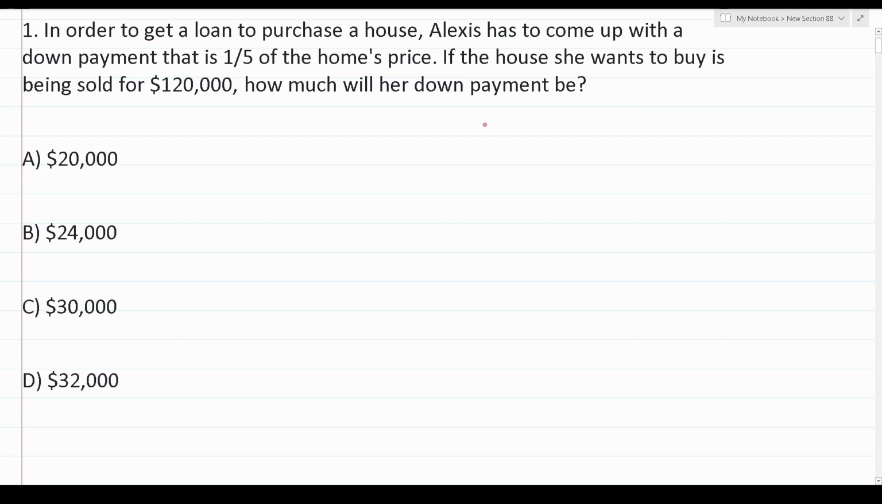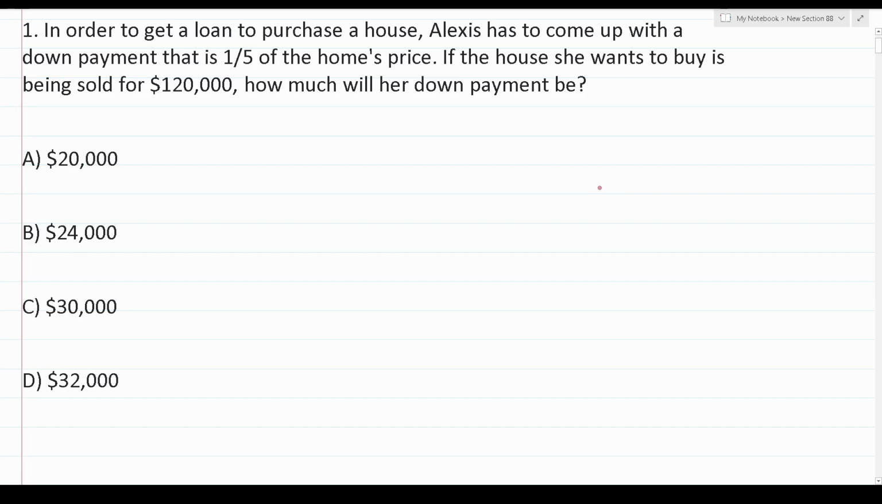All right, so this first question says, in order to get a loan to purchase a house, Alexis has to come up with a down payment that is 1/5 of the home's price. If the house she wants to buy is being sold for $120,000, how much will her down payment be?